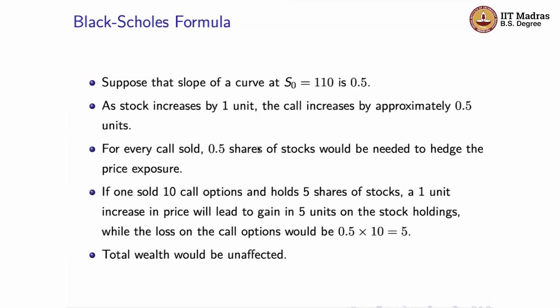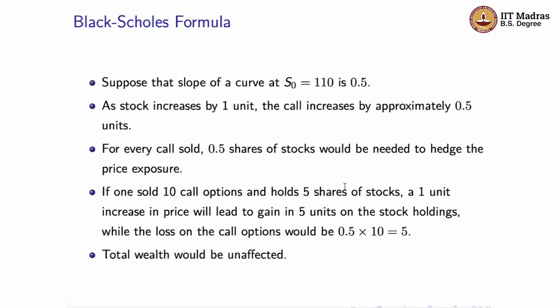Now, suppose that there is a 1 unit increase in the stock price. Because you were holding 5 shares of stock, this 1 unit increase in stock price means an increase in your portfolio by 5 units, right? But you have also sold these 10 call options, and as a result the price has gone up by 0.5 units each. So you are suffering a loss of 10 times 0.5, or 5 units, from your portfolio as well, right?